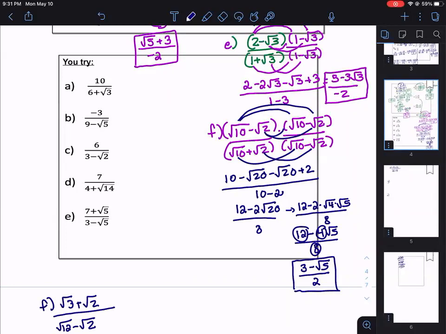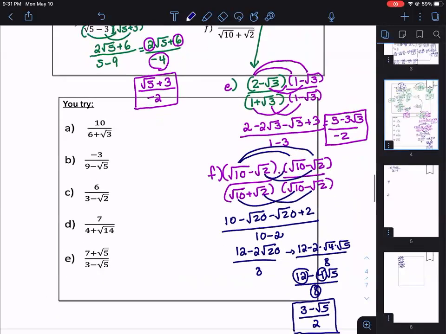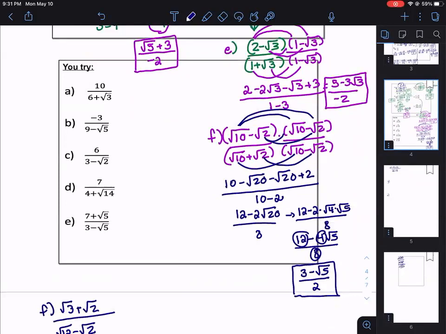Professor, so for F, right? I kind of got lost on the numerator, the second part, I think. Okay, so the numerator is 10 minus radical 20 minus radical 20 plus 2. Are you with me on the numerator? Yes. Okay, so when we combine our like terms, we combine the 10 and the 2 to give us 12. And then the 2 radical 20s to give us negative 2 radical 20. Good so far there?